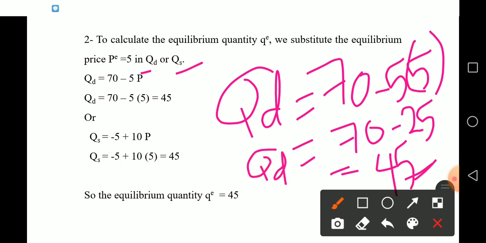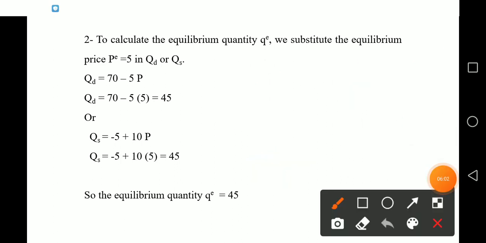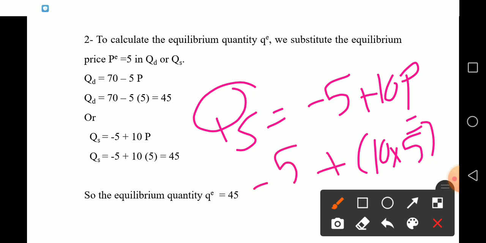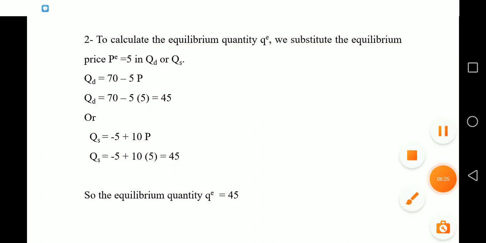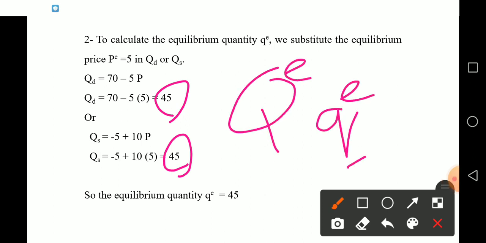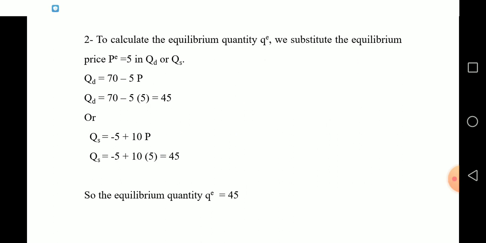What about the quantity supplied? I'm going to substitute the same way. Quantity supplied equals negative 5 plus 10p, given. So instead of p I will write 5. So 10 times 5 is 50, and with negative 5, it will be positive 45. Okay, so they are equal, of course they are. We have 45 equals 45. So this is the QE, which we can also write with a small letter. So we got the second thing.